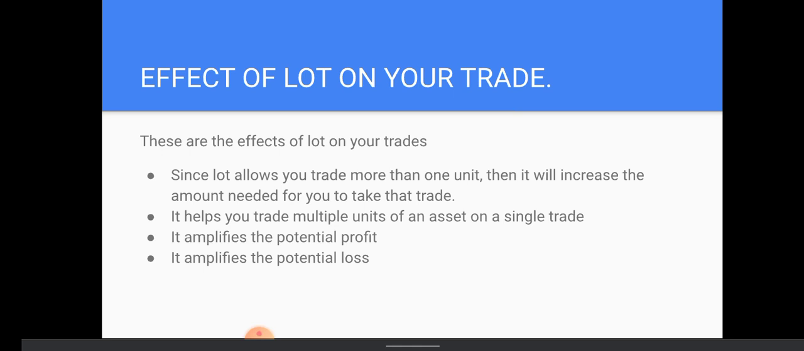Okay, so the effect of lots on your trade. Since lots help you to magnify or increase the units of a currency you take, it will affect the trade. First of all, it will increase the amount needed for you to take that trade.